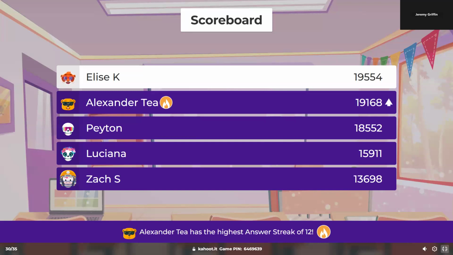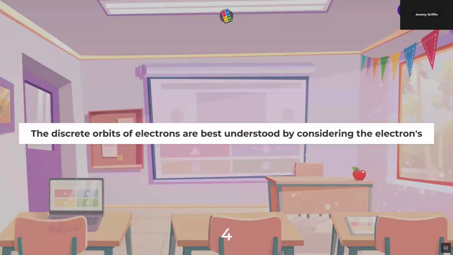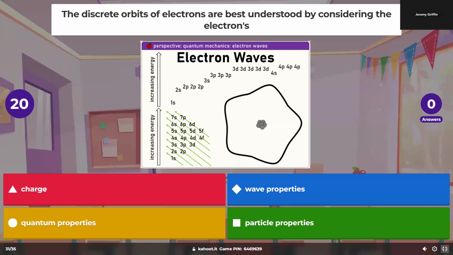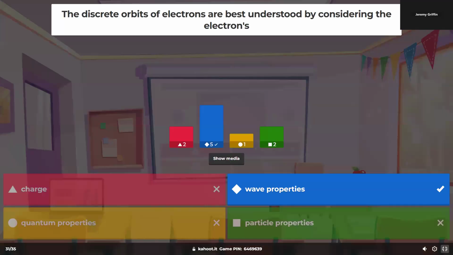All right. I got Zach, Luciana, Peyton, Alexander, Elise. The discrete orbits of electrons are best understood by considering the electrons' wave properties. Yeah, wave properties, I'm looking for. Okay.